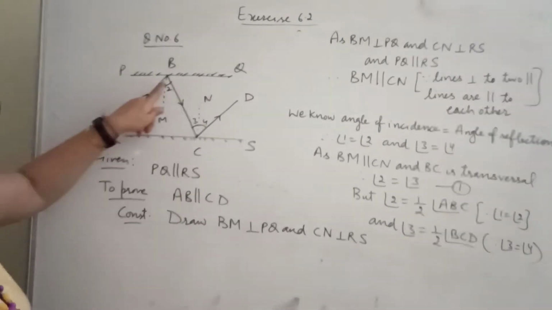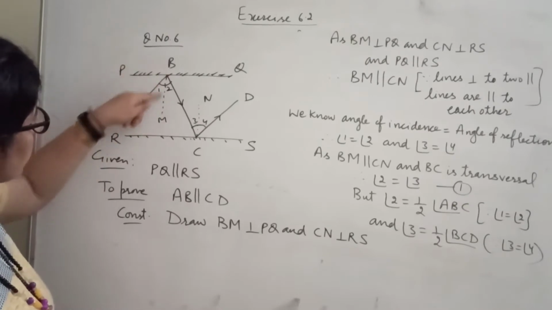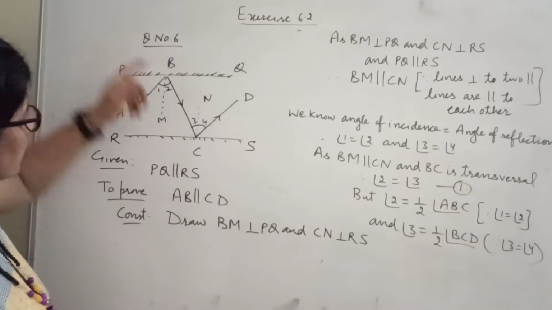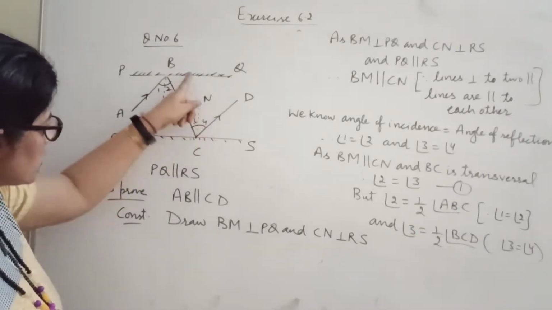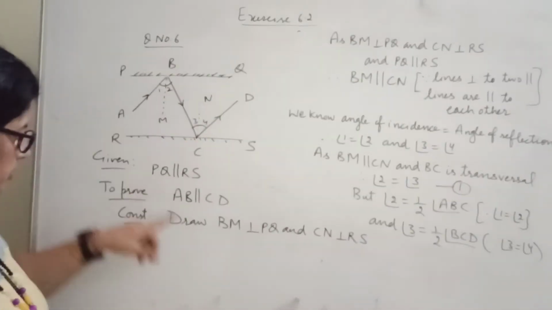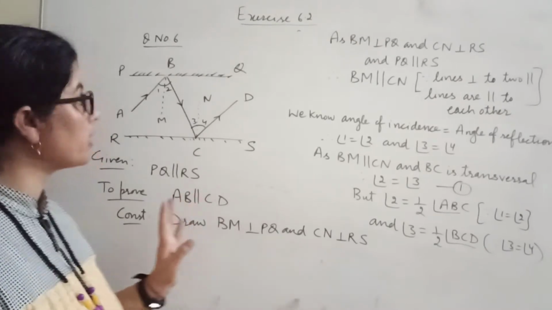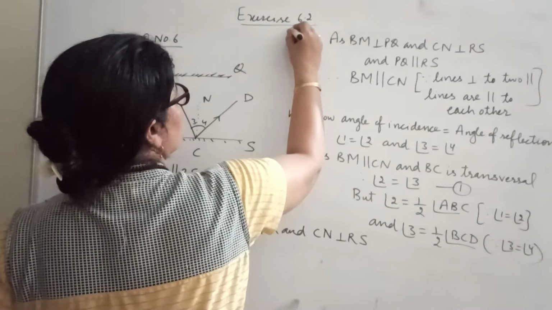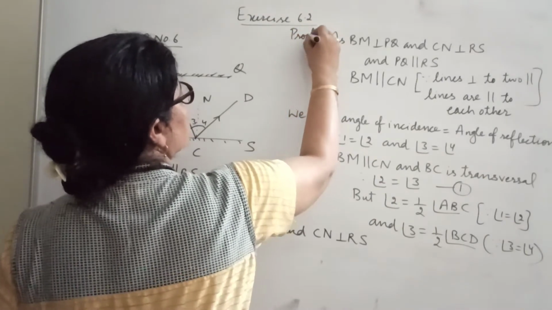For this we will do construction here. Draw BM perpendicular to this mirror, or you can say normal to this mirror, and similarly CN perpendicular to RS. Two perpendiculars we have drawn here. Now proof, see how we will show here that AB parallel to CD.